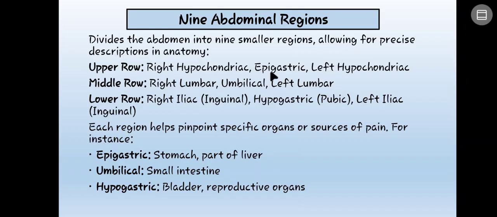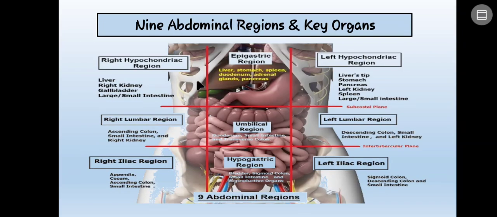Okay, good. So these are the 9 abdominal regions. We divide the abdomen to get 9 regions: 1, 2, 3, 4, 5, 6, 7, 8, and 9. So how many rows do we have? If you divide it into 9, how many rows are we going to have? This is the first row, this is the second row, this is the third row. It is much easier when you learn it according to the rows.